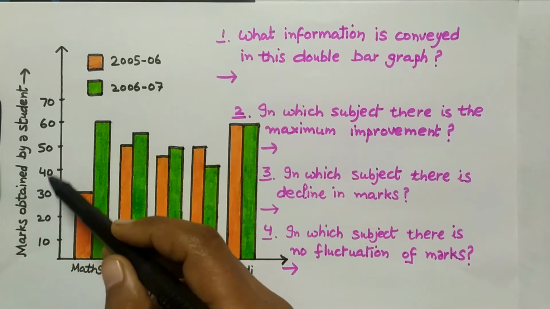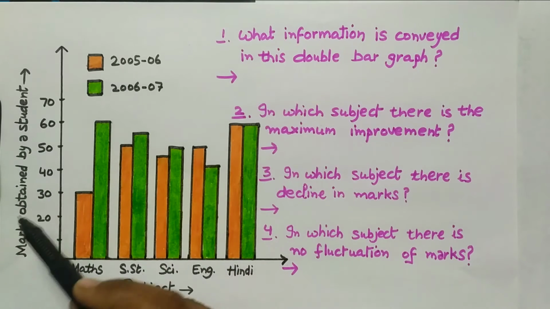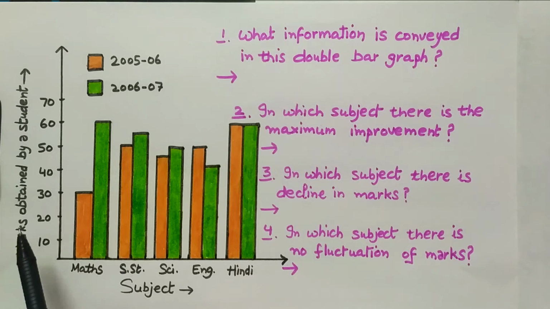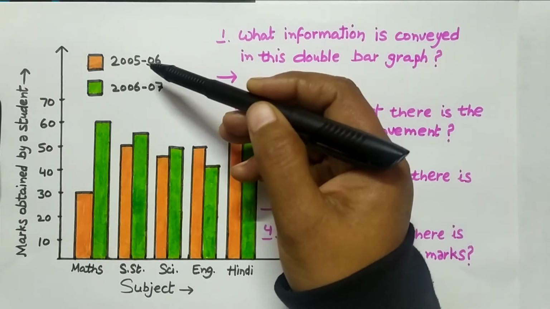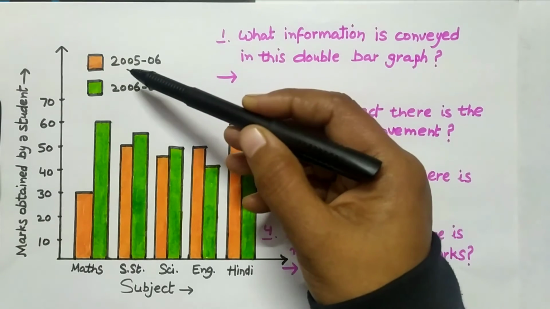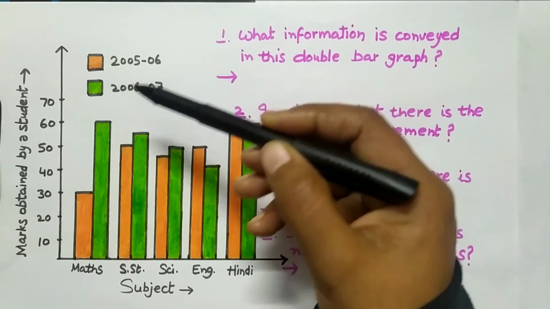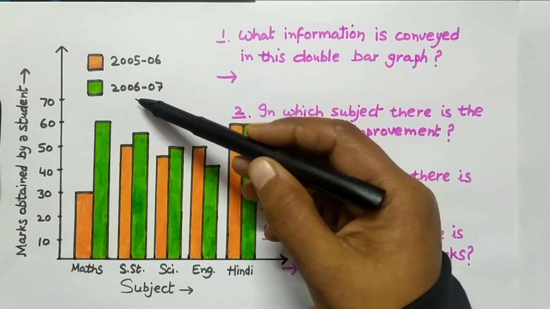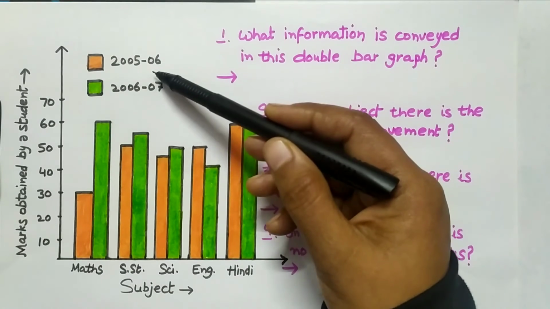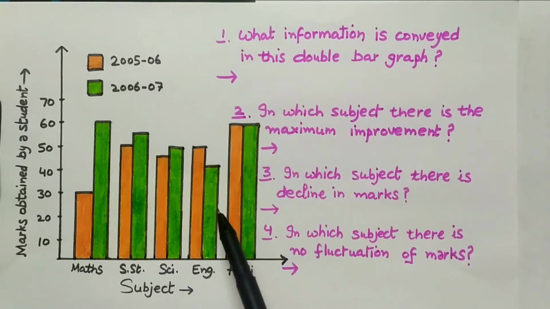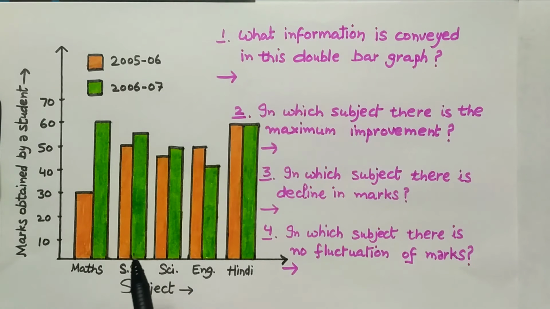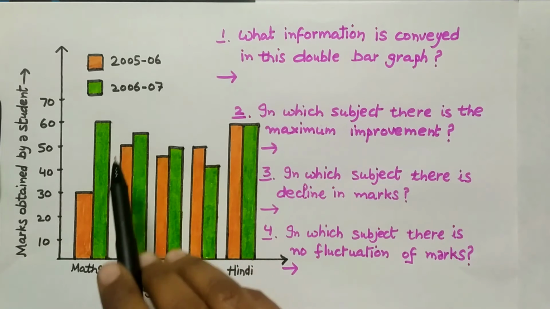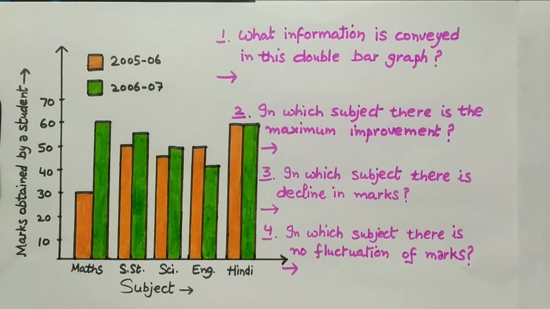Here 10, 20, 30, 40, 50, 60 and 70 etc. These are the marks of one student given along the y-axis. And this is the scale, this is the symbol. Orange color represents year 2005-6 and green color shows year 2006-7. Means these two colors show the marks of the student in two particular years, 2005 and 2006, and the green one is 2006 and 7.